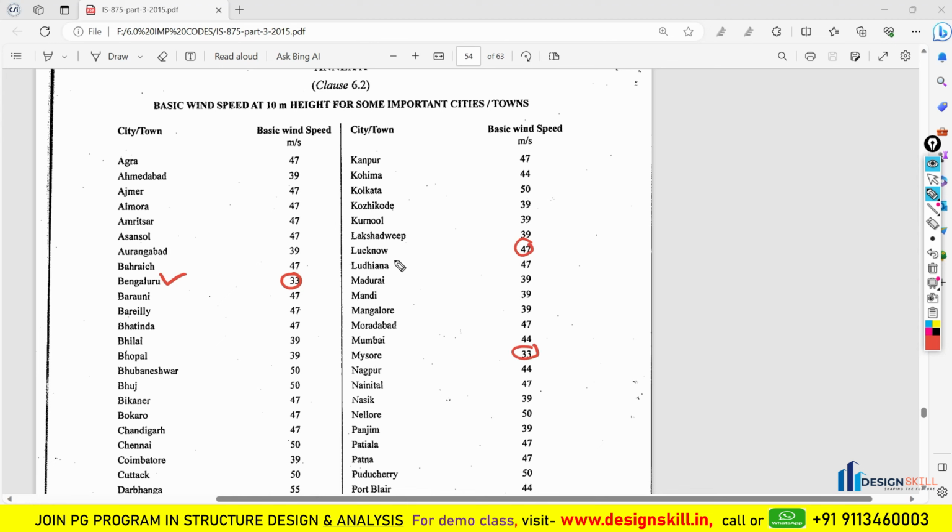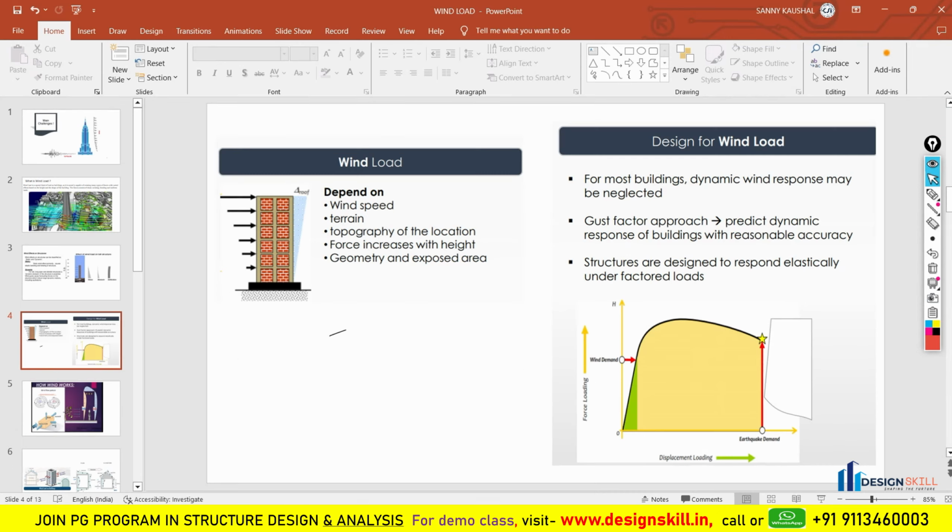So like that, for the different cities which you're designing, you see what the wind speed is for particular cities or towns. This is a very important thing that we have to know before starting the wind load design. Now let us move to the slide.